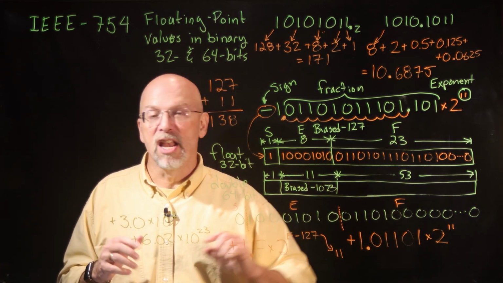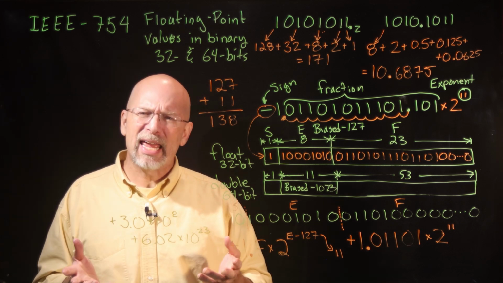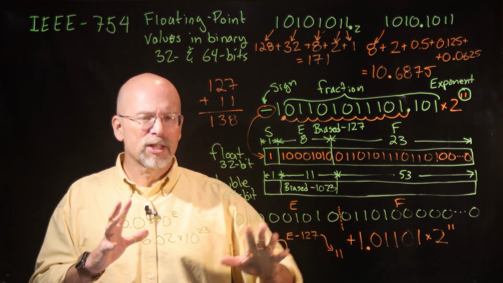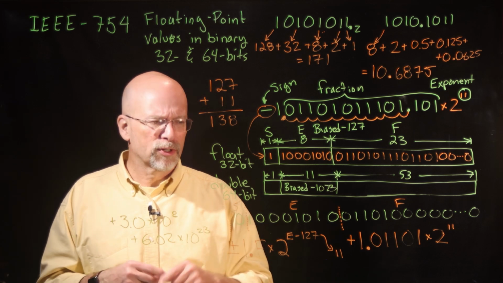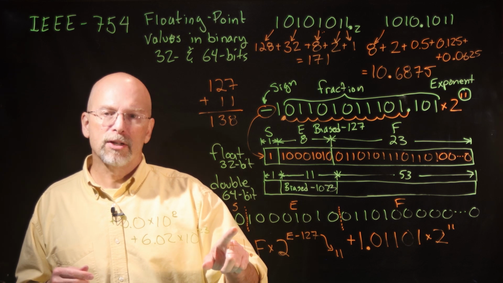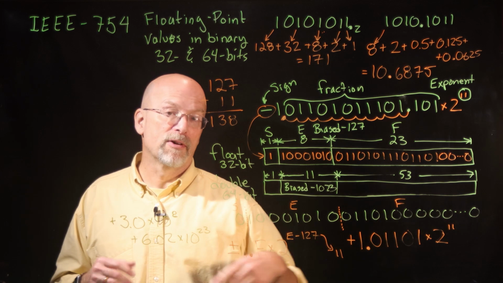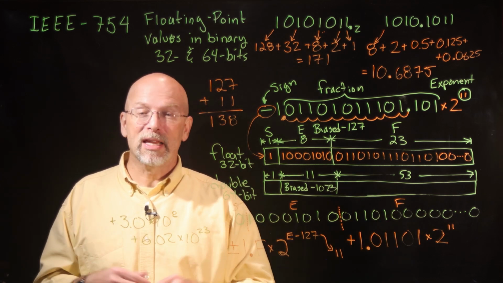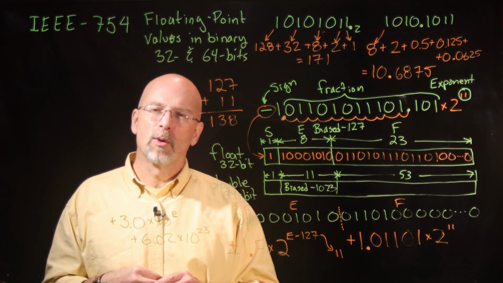If F is a non-zero value, we get something called not a number, NaN. You may have been familiar with it. You may have had experience with this, but basically what it's saying is whatever we came up with, the result is not really a number. So E of all ones, F of all zeros, plus or minus infinity. E of all ones, F of a non-zero value, not a number. All right? So that should be enough information to go ahead and get us started in understanding IEEE 754 notation.